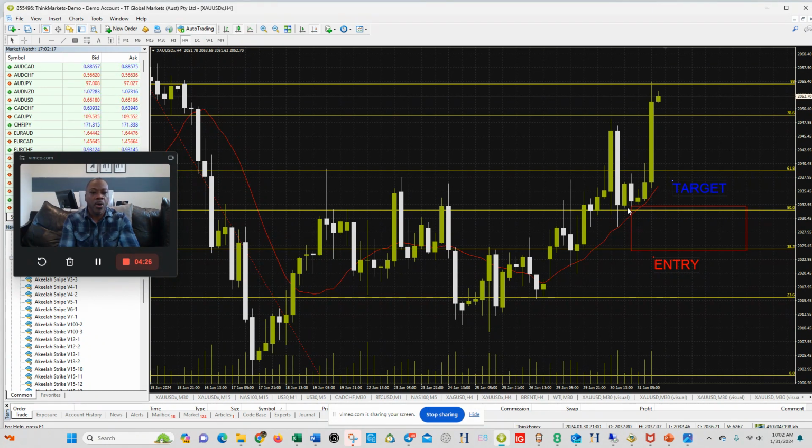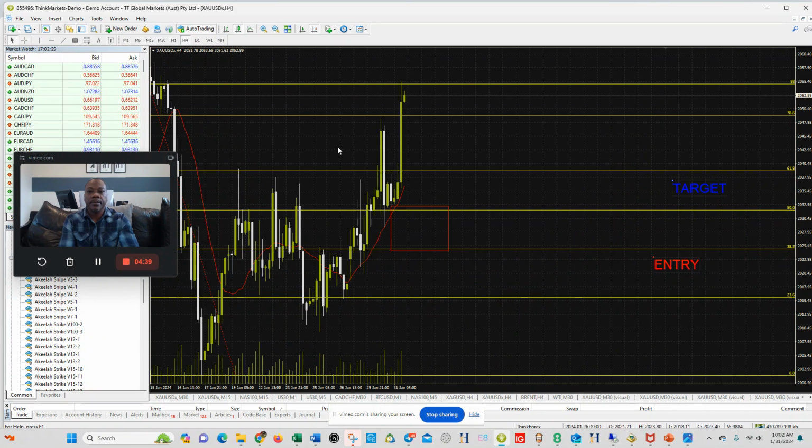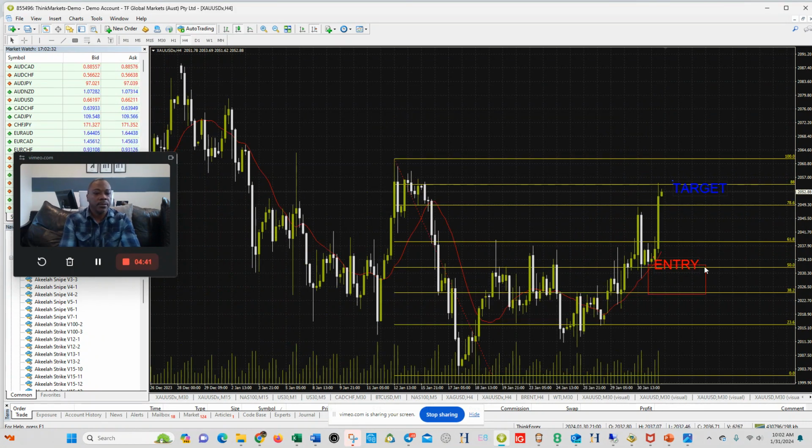And so overnight, you can see how this kind of played out. The market pushed up a little bit, showed a little bit of resistance, but we eventually pushed up and got up here to our target area. So if I zoom back out to get our screen the way it's supposed to be, this was our target area.